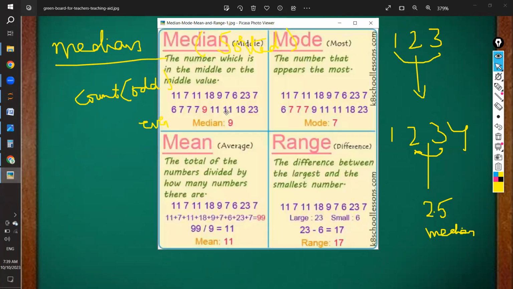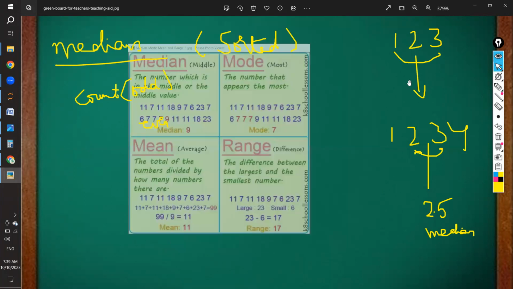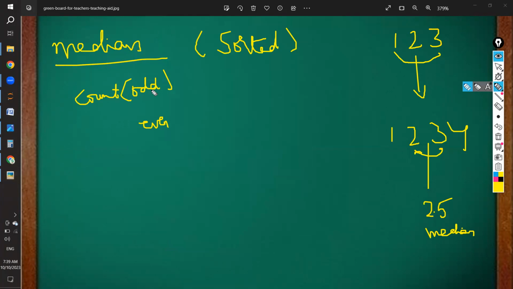Okay, so we'll see that. The middle number, which represents this. If the count is odd, you can directly go for the middle number. If the count is even, you should go for the mean of the middle numbers. That is a median.